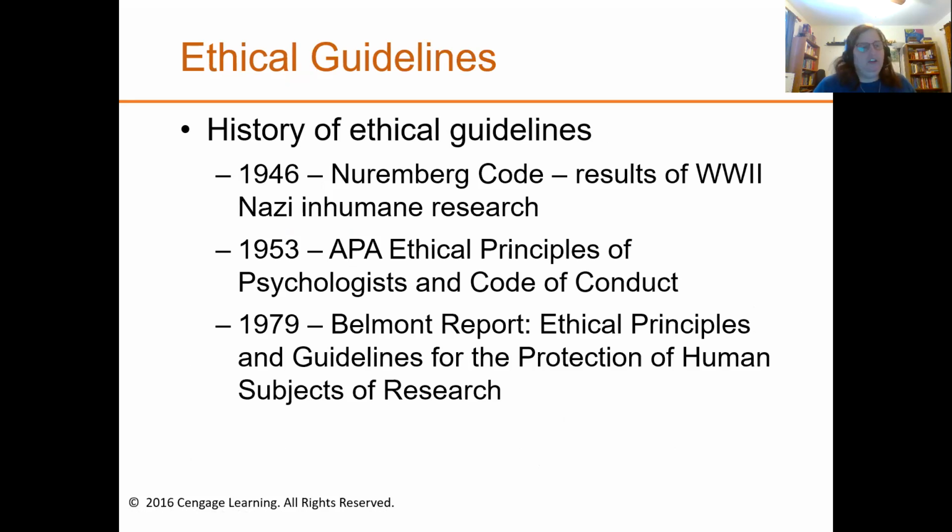So let's talk about the history of some ethical guidelines, and you'll probably see that there is a bit of a reactionary tendency to these ethical guidelines. Okay, so in other words, the Nuremberg Code, which happened in 1946, was a result of World War II Nazi inhumane research. And then we see in 1953 the first APA Ethical Principles of Psychologists and Code of Conduct. And then in 1979, we see the Belmont Report with ethical principles and guidelines for the protection of human subjects of research.